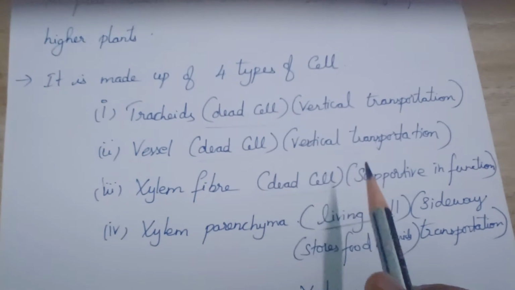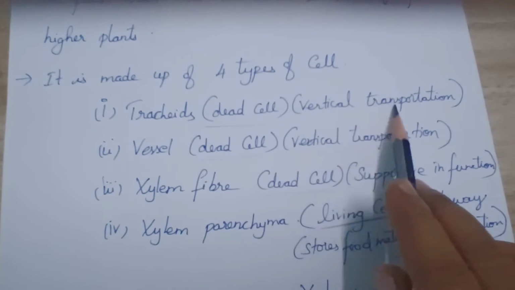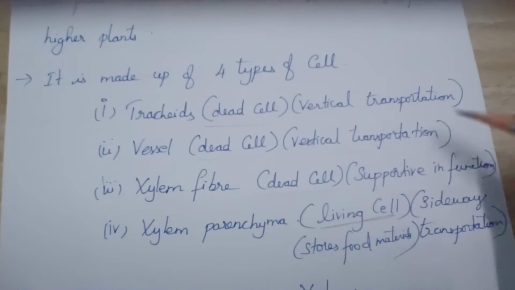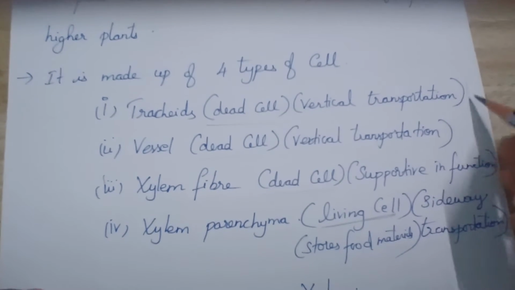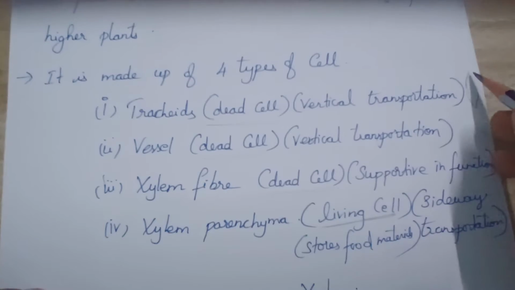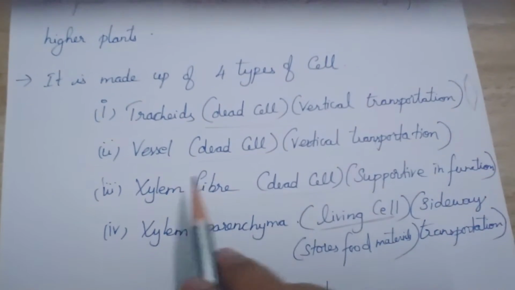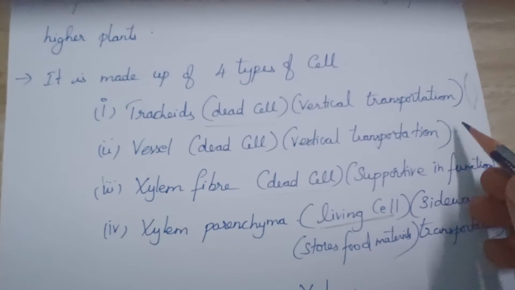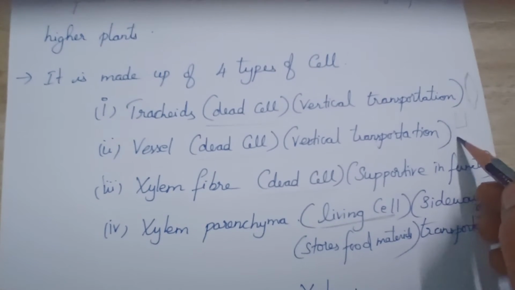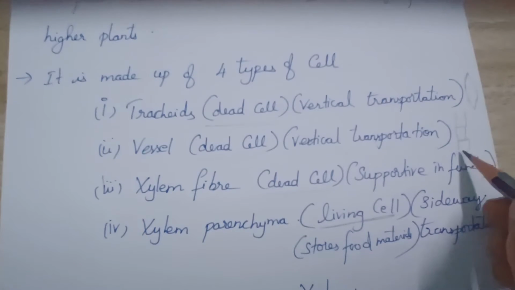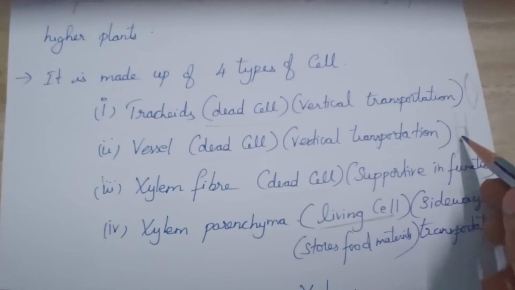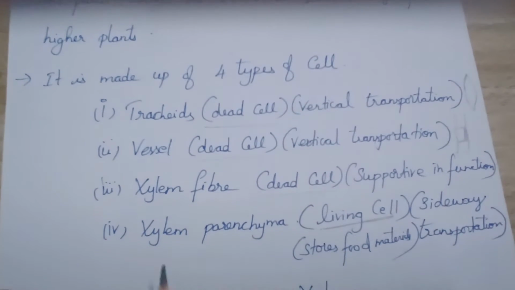The tracheids help in the vertical transportation. It is a tubular structure. It has pointed ends. For example, it will be like this. Vessels are also a tubular structure, but they have end-to-end connections. They are kept in a row or column manner. It will be connected like this. Different cells will be there, connected in this manner.